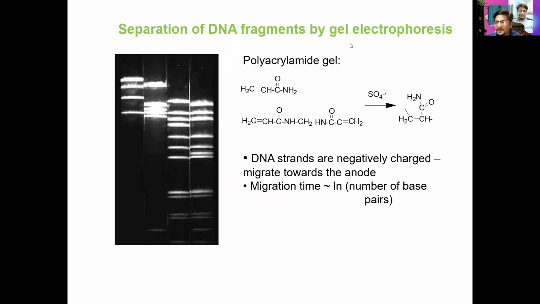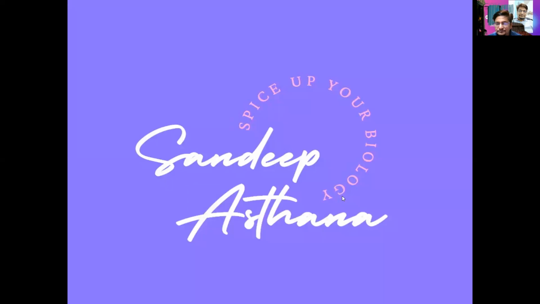And basically, we separate the DNA by using agarose gel electrophoresis or polyacrylamide gel electrophoresis as well. So DNA is always negatively charged because of the phosphate group, so it migrates towards the anode, and the time it takes is proportional to the minus ln, that is the natural logarithm, of the number of base pairs.